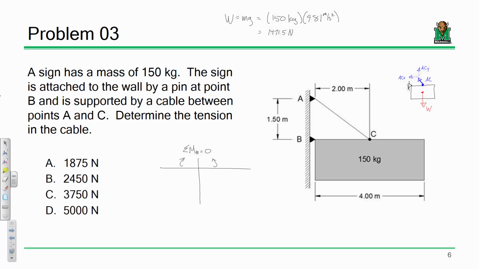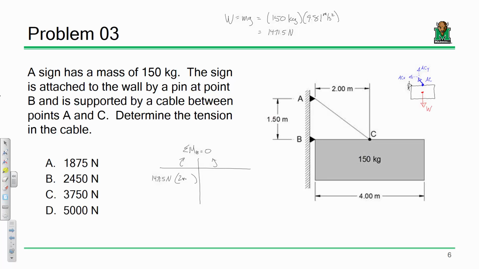So regardless of where I put that force, I'm going to have 1471.5 newtons times a moment arm. And how far from B does the weight of that sign act? Think, if that cable isn't there, the weight is rotating the sign this way, so it belongs on this side. And how far from B does that resultant load act? 2 meters. That's easy.